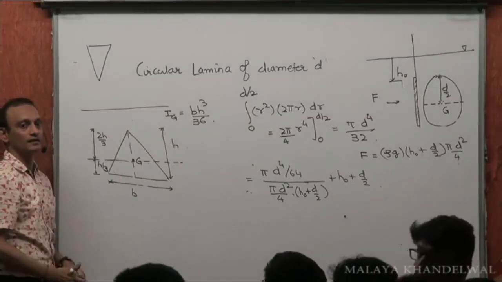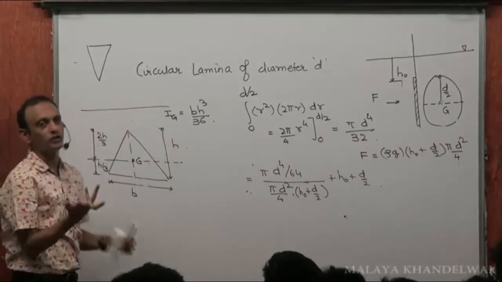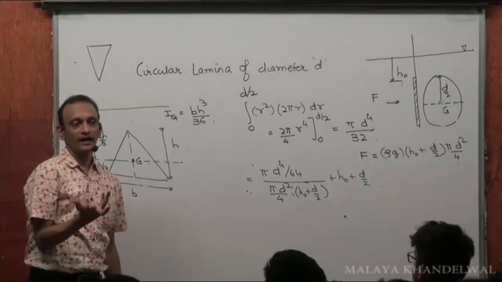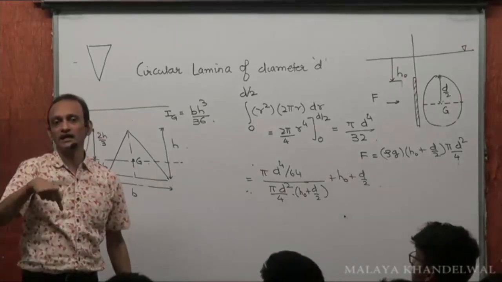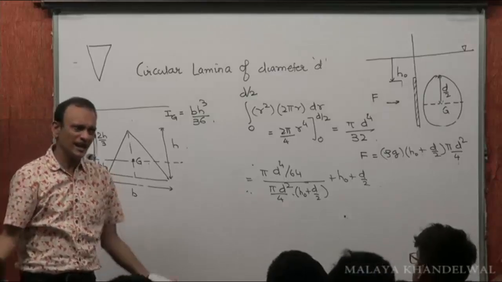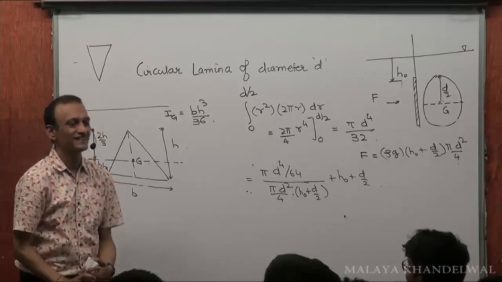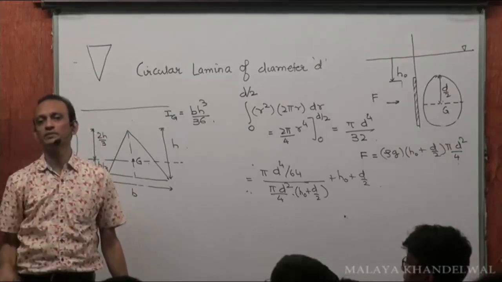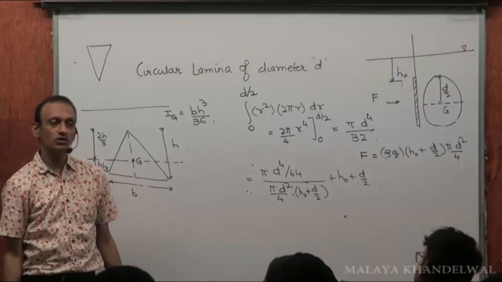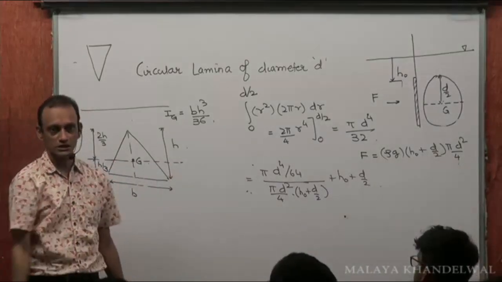He asked me, if you flip the triangle upside down, then its IG will change, right? HC will change, but IG will not change. Yes, IG is independent. It has nothing to do with how I have submerged the surface. It only depends on the body. It does not depend on how I have submerged it. Only the geometry and nothing else.